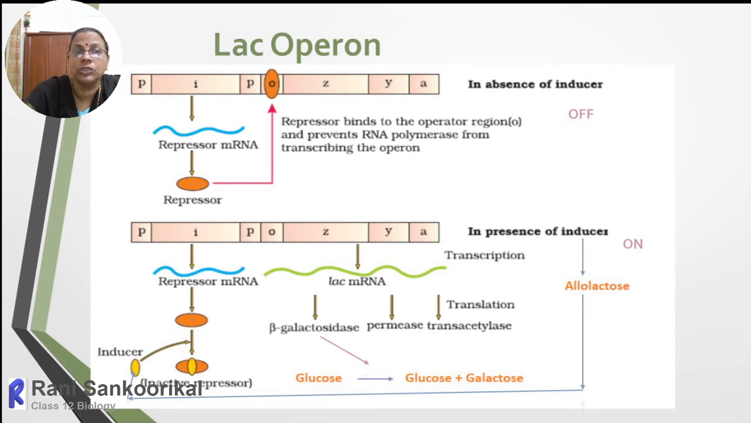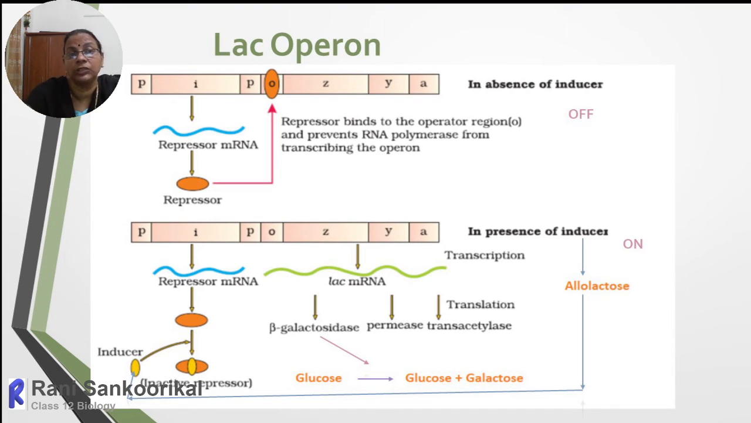Then the RNA polymerase slowly moves from the promoter to the structural genes. As it moves across the structural genes, that is Z, Y, A, the corresponding mRNA will be transcribed. And the lactose mRNA will be produced. From that, the lactose mRNA will be translated, and as a result, 3 individual enzymes will be produced. That is, from the Z region, beta galactosidase, from the Y region, permease, and from the A region, transacetylase.